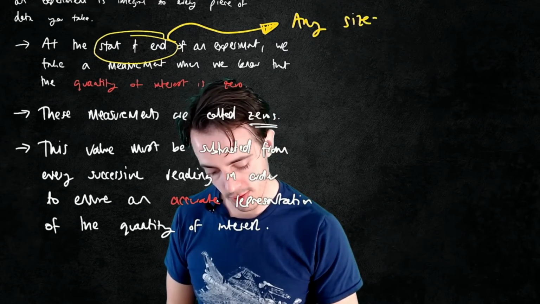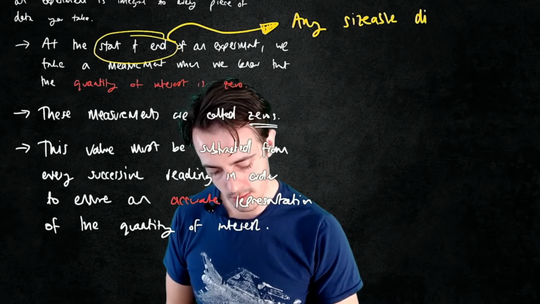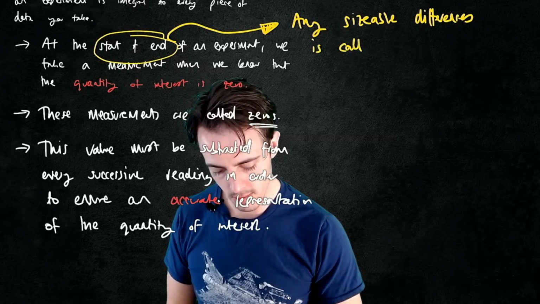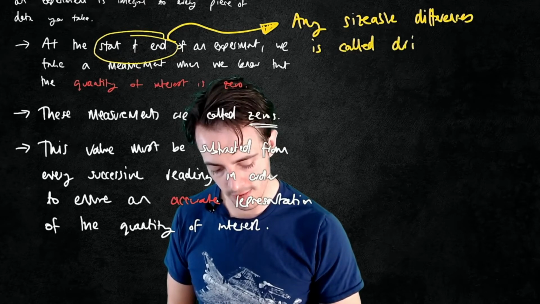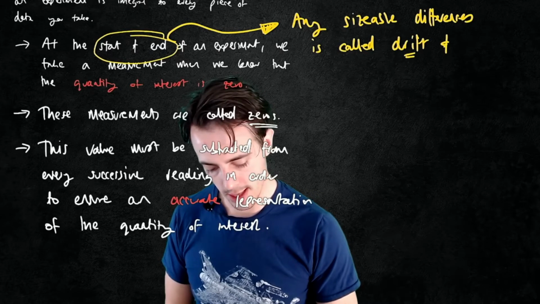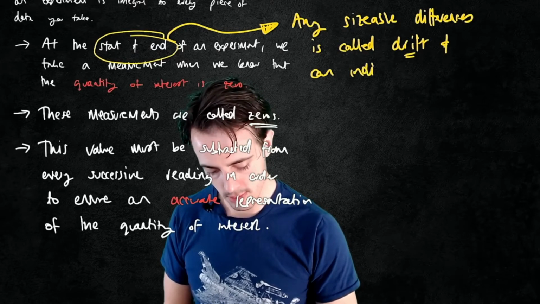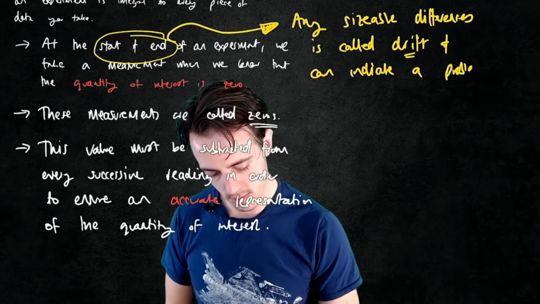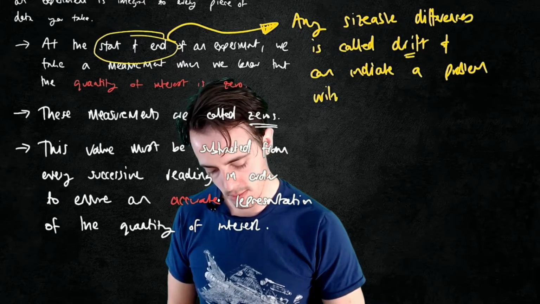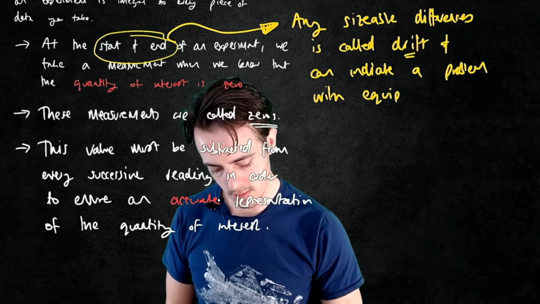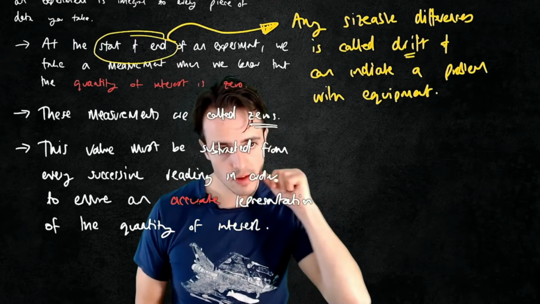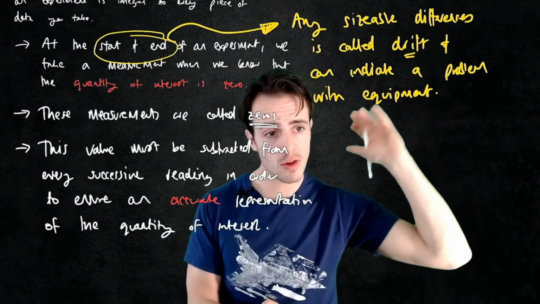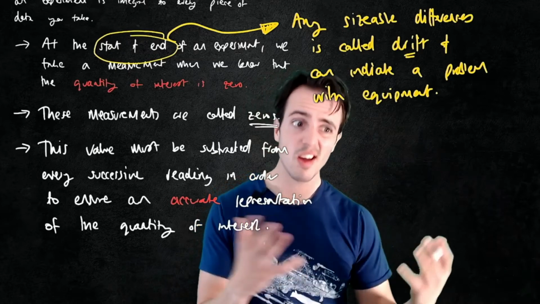Any sizable differences are called drift and can indicate equipment problems. More often than not, you will see some sort of drift in the zero of your equipment throughout an experiment. And more often than not, you'll see small drifts occurring because of things like thermal drift.